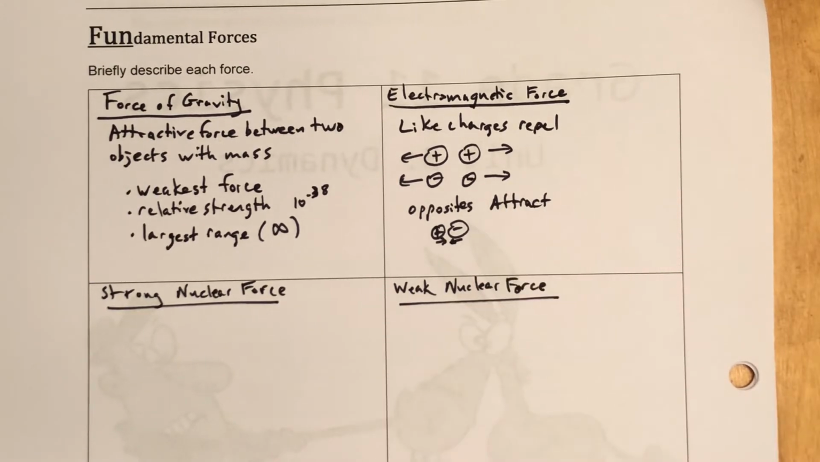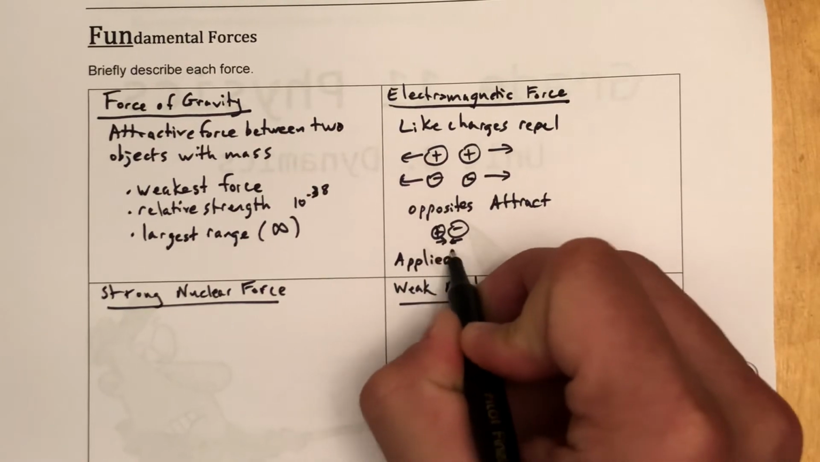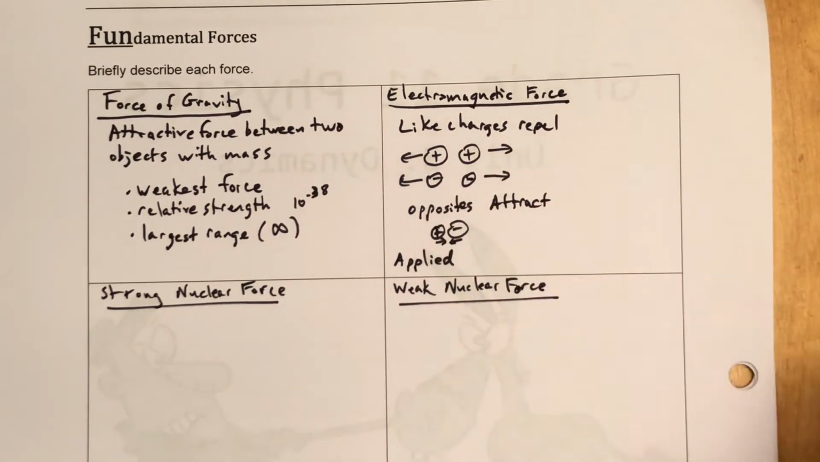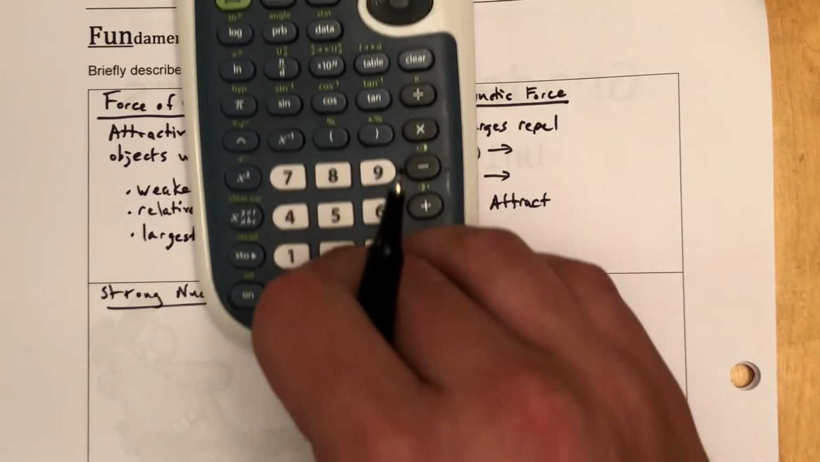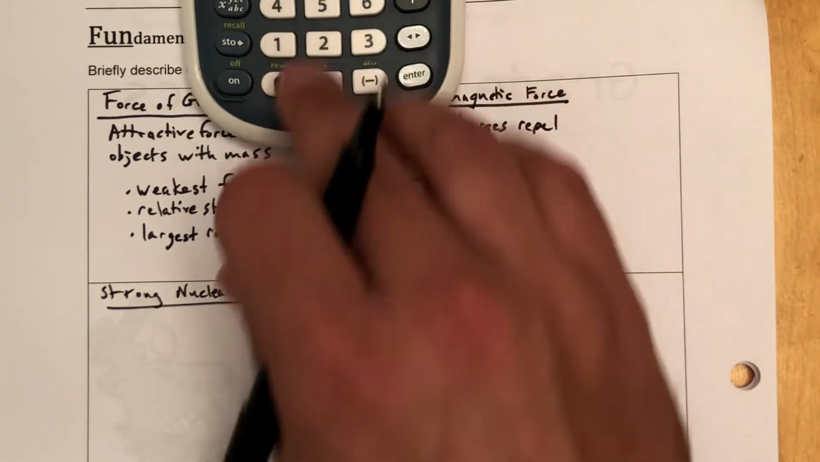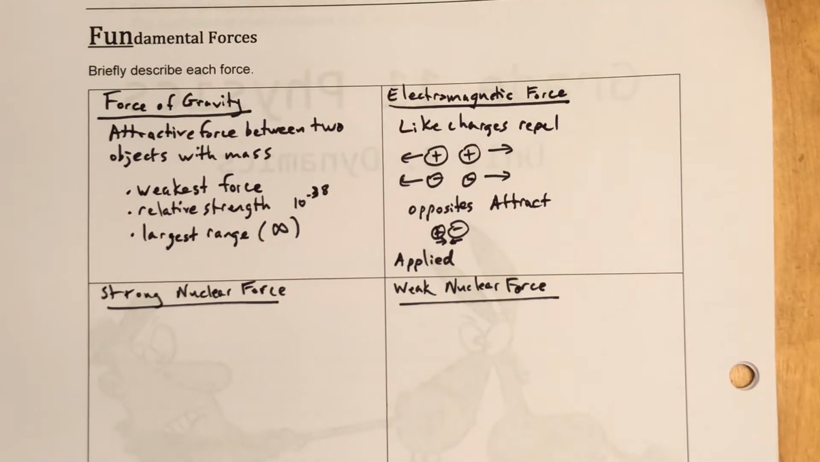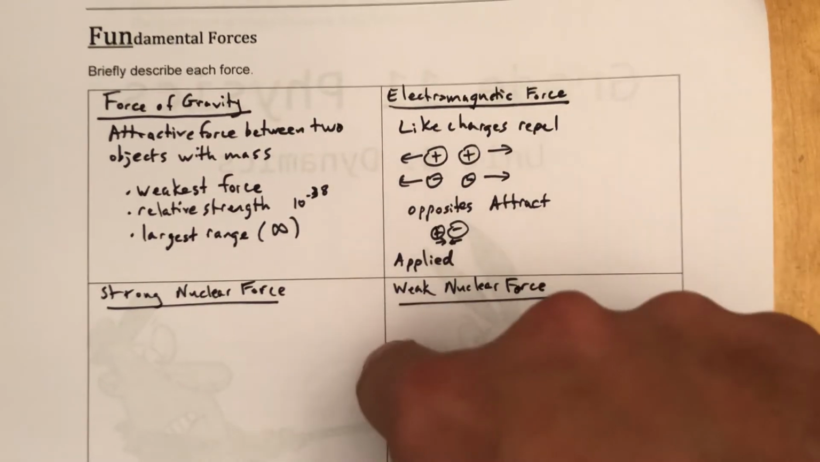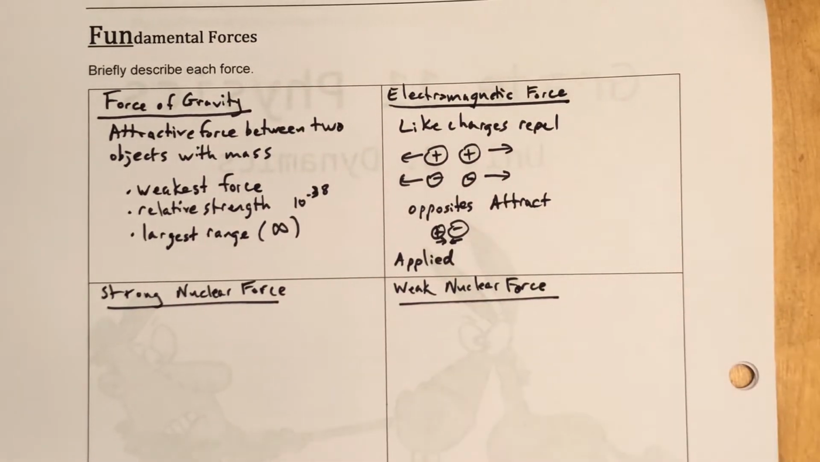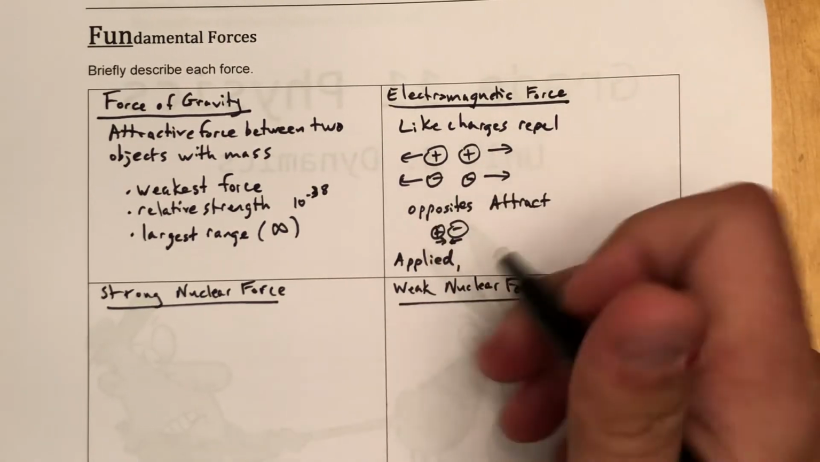Other types of electromagnetic forces would include applied forces. An applied force is just something as simple as this. I could be pushing this calculator in this direction right over here. I'm applying a force to push and move this calculator in a particular direction. I could push down on the table. I would be applying a force downwards towards the table right over here. That's an applied force under the category of electromagnetic.